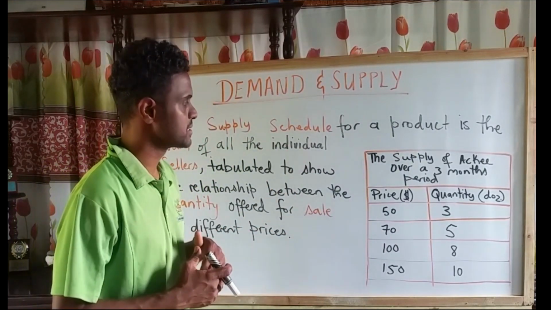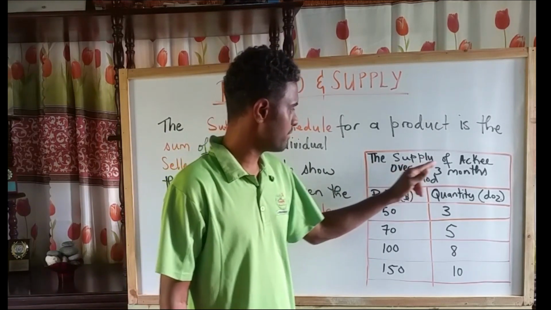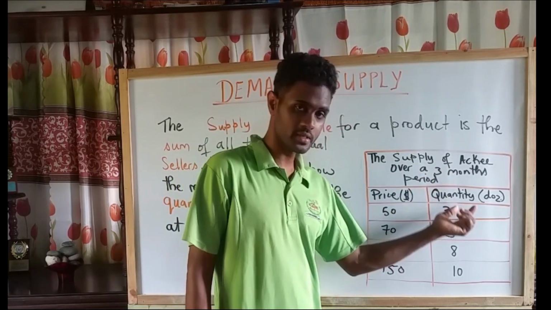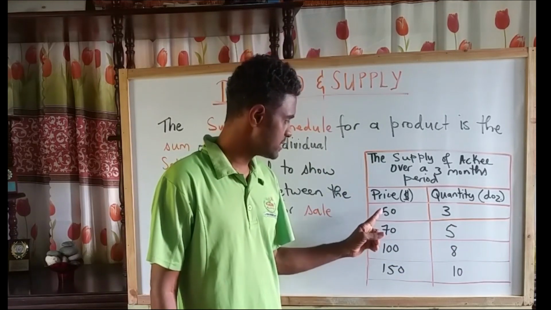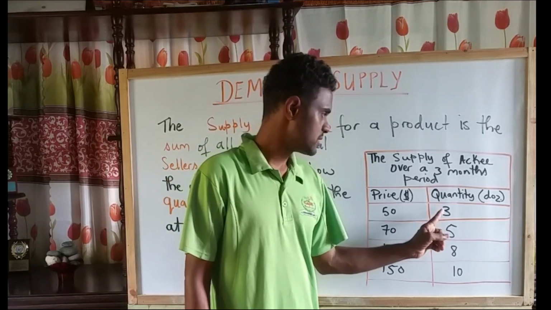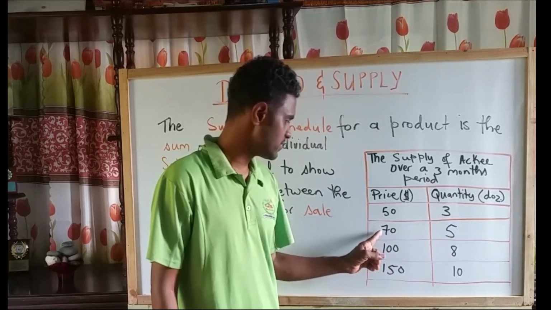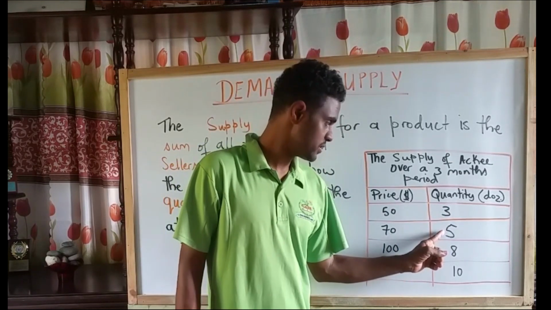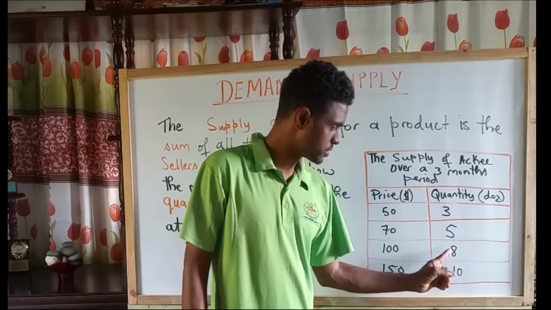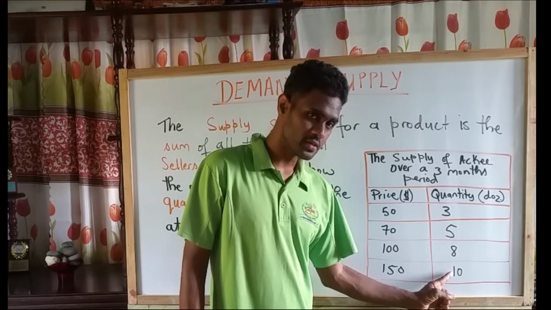Now let us look at an example of a supply schedule in this table. The table title is the supply of Aki over a 3 months period. In this column we have the price, and in this column we have the quantity. When Aki is at $50, we're talking about the selling price, the quantity that the sellers are willing to put on the market is 3 dozen. When Aki is at $70, the sellers are willing to put out 5 dozen. When the price goes up to $100 per dozen, the suppliers are willing to put out 8 dozen. When the price goes up to $150, the sellers are willing to put out 10 dozen Akis.